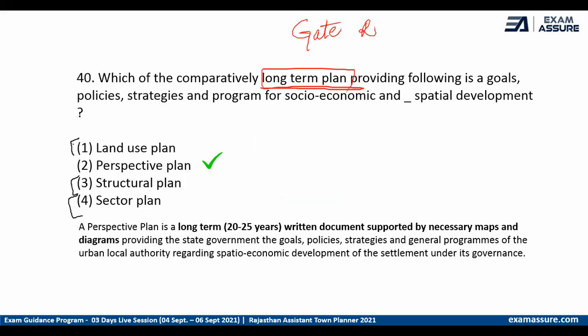It is also a repeated question, but the options are different. In the GATE options, I think they were perspective plan, zonal plan, regional plan. Here the options are much simpler than that. Only the perspective plan is related to long-term goals. Okay, let's move on to the next question.